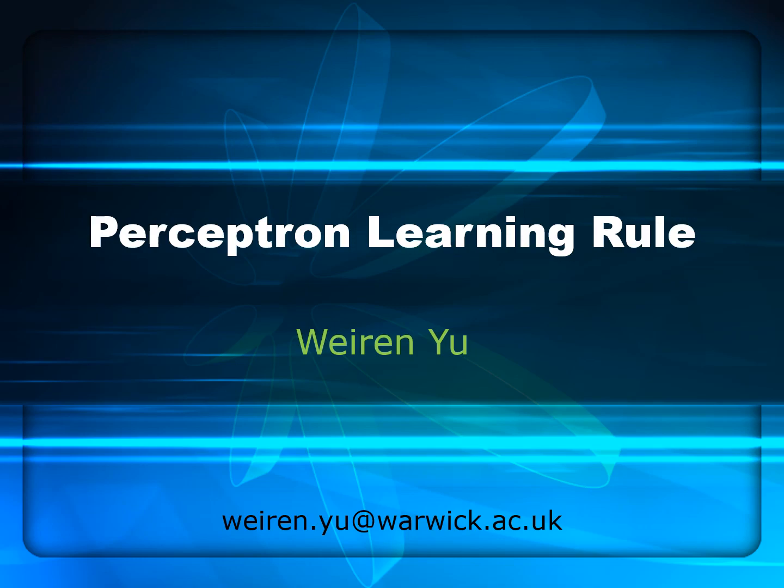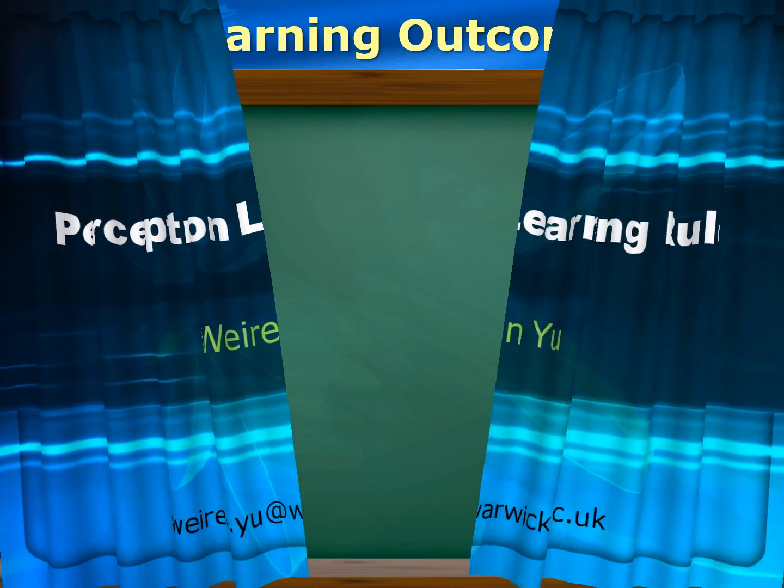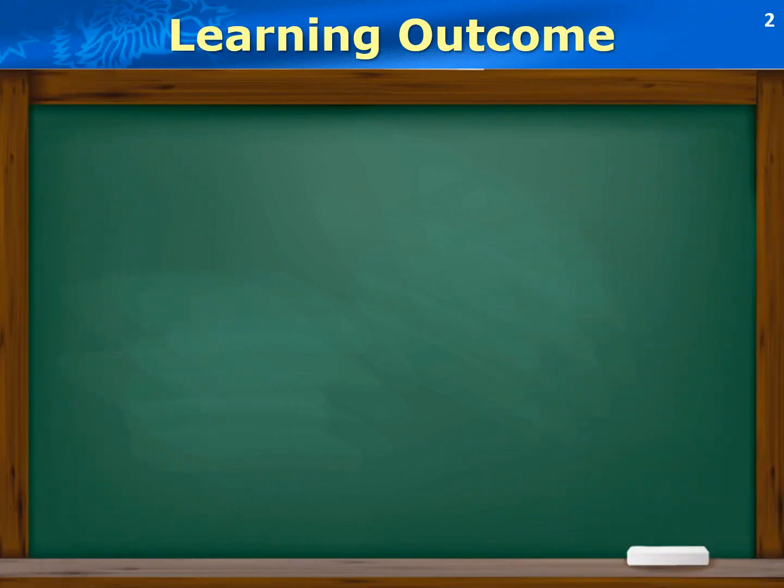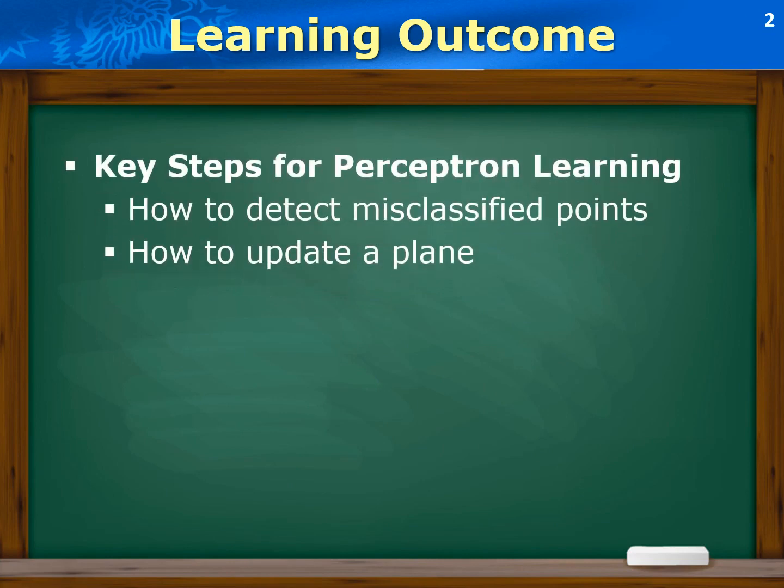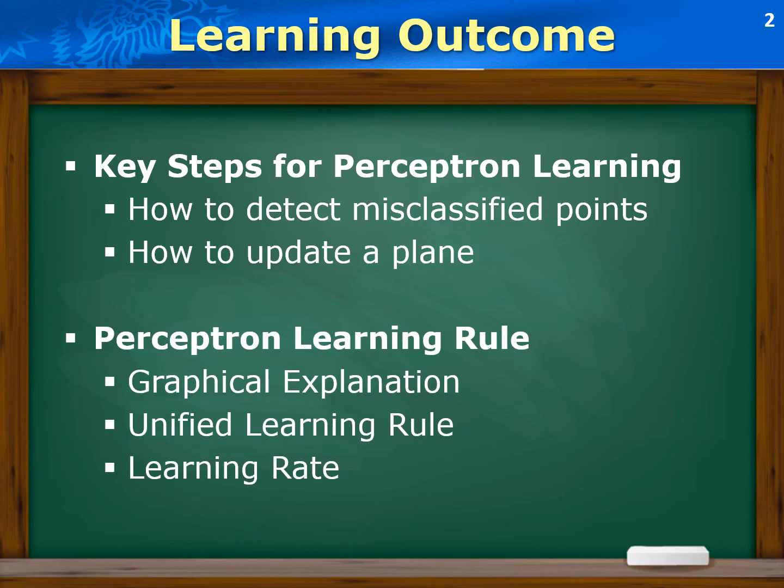In this session, we will study the perceptron learning rule. By the end of this video, you will be able to learn the key steps for perceptron learning, including how to detect misclassified points and how to update the plane by adjusting its weights and bias values. I will also provide a graphical interpretation of the perceptron learning rule and show you how the unified learning algorithm is derived. Finally, I will also introduce a hyperparameter called learning rate, which is a speed-accuracy trade-off.